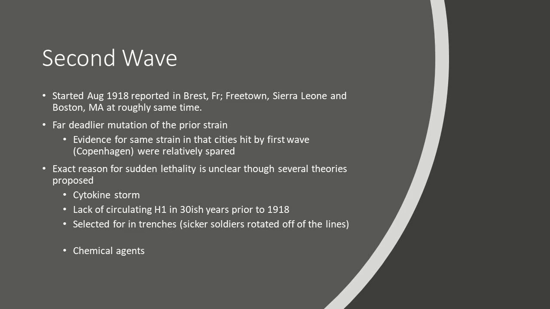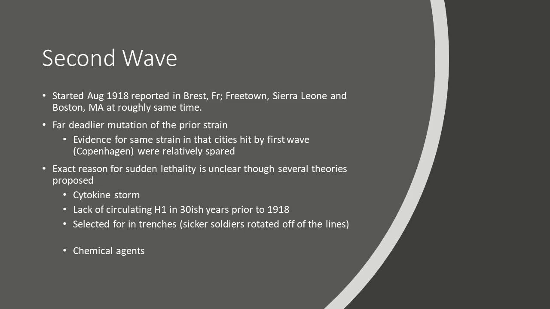Another thought was the chemical agents used at the time are known now to be damaging to DNA and could have contributed to the randomization of mutations going on in the virus at the time. Regardless of the theory, this is what ultimately caused the 1918 pandemic to be so terrible.